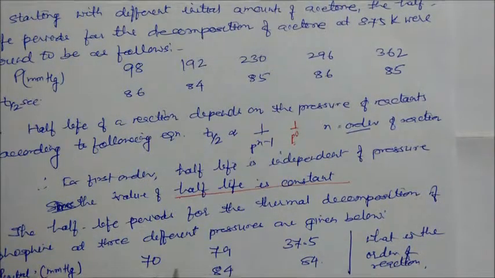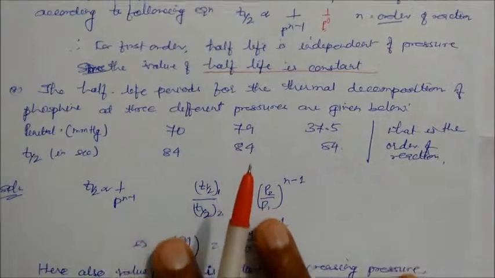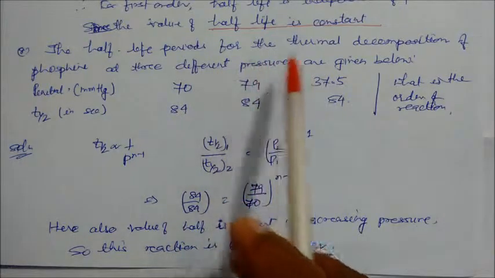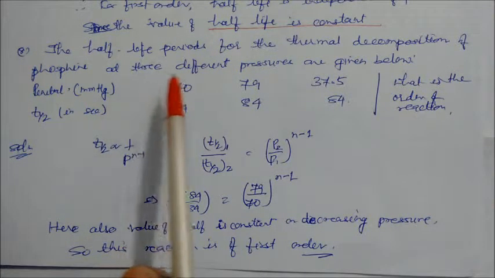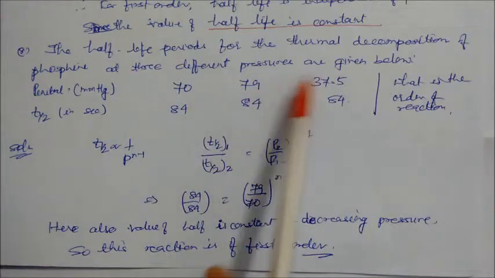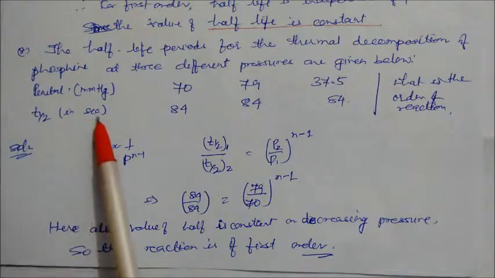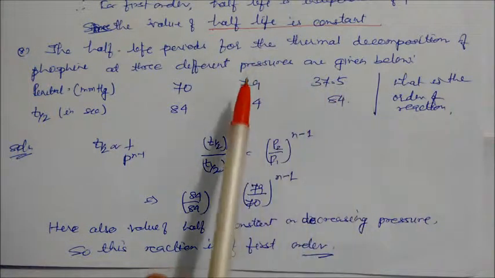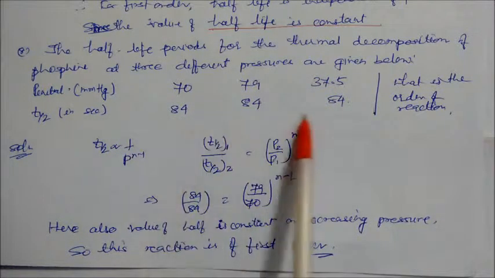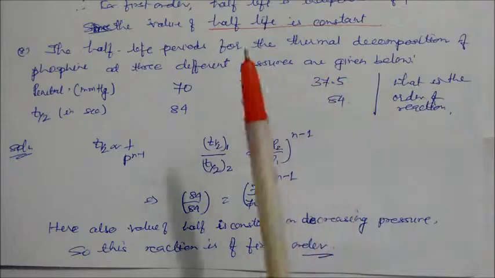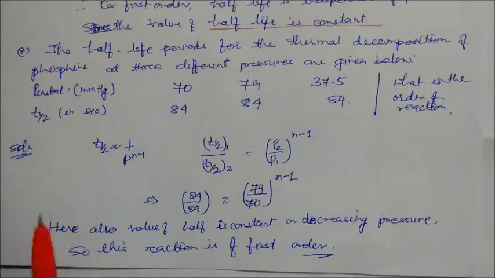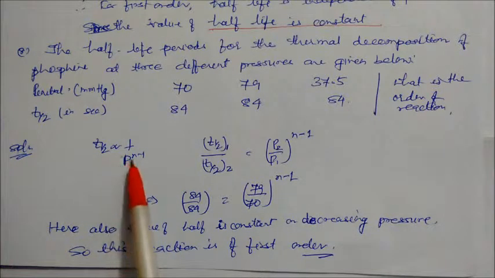Now next, the half-life period for the thermal decomposition of phosphine at 3 different pressures is given below. These are the partial pressures, 3 different pressures, and the half-life of each in seconds is 84, 84, 84. Again you can see the partial pressure is different, increasing and then decreasing, but the half-life is constant. So what is the order of this reaction? Clearly, half-life is proportional to 1 by P to the power n minus 1. If you put n equal to 1, the exponent becomes 0, and that means half-life will be constant. So here also the half-life is constant despite increasing or decreasing pressure.